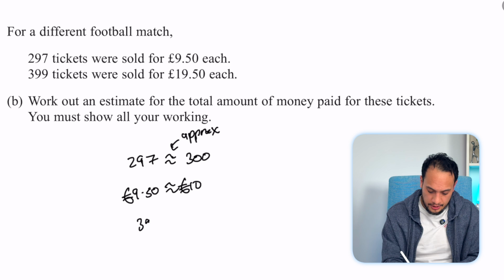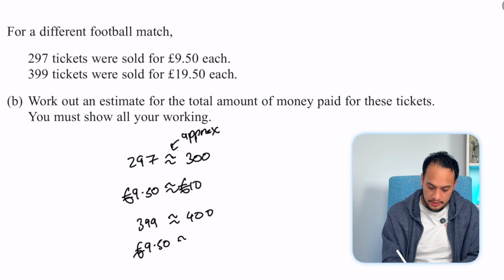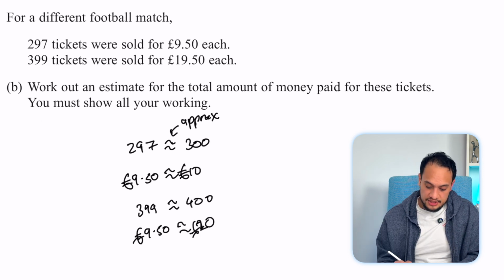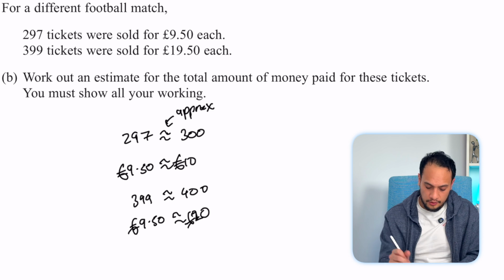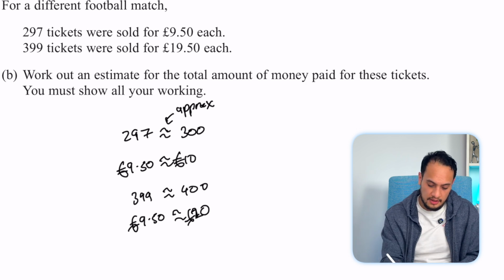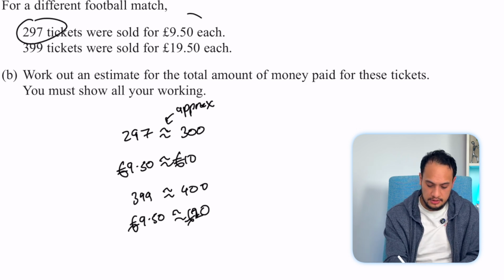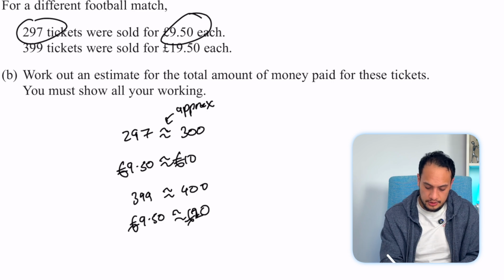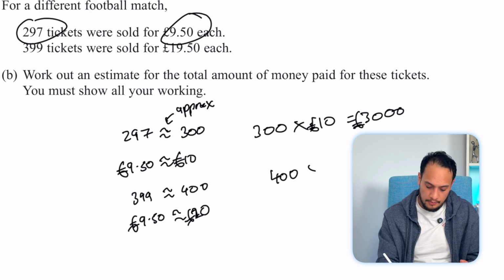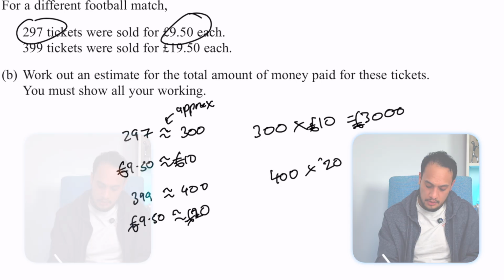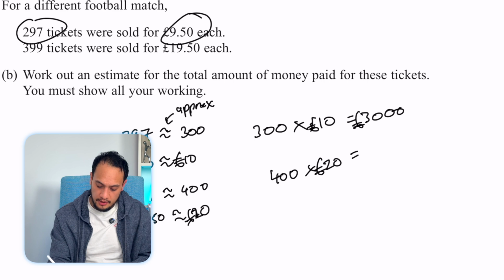I've got 399, that's approximately 400. And then I've got £19.50, which is approximately £20. You can see in every case I'm rounding up. Then I just need to multiply. So I've got 300 and I've got to times by the price, so this times that. 300 multiplied by 10 equals 3,000. And then I've got 400 multiplied by 20, and that'll be 8,000.